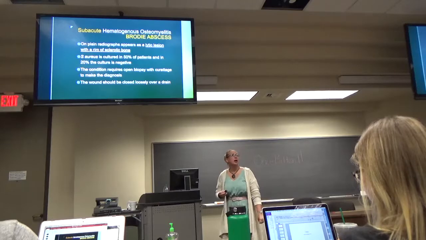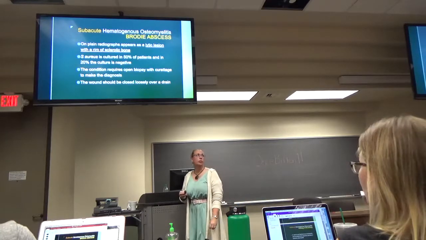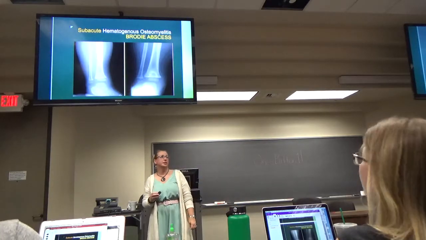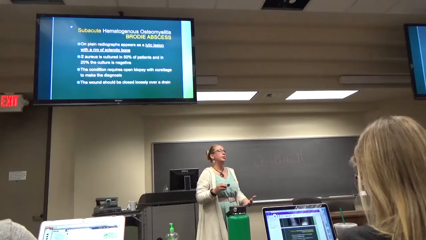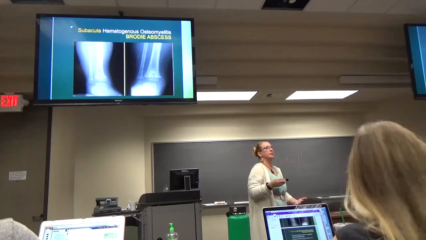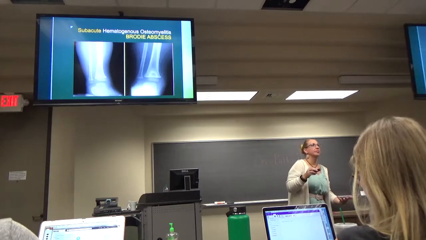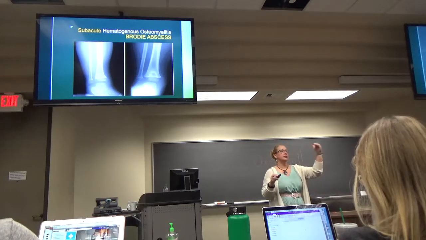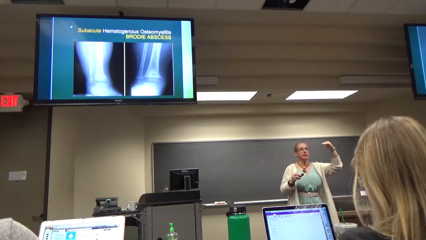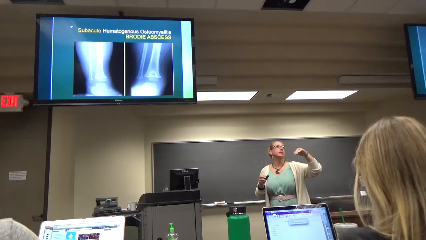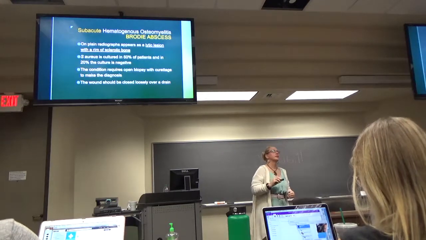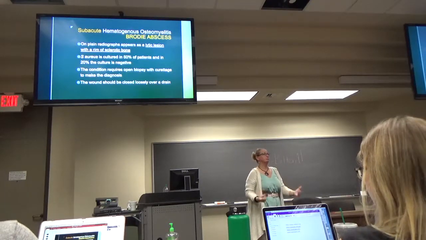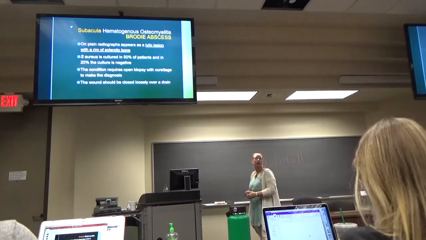Plain films, sometimes it's a lytic lesion. That one is not showing a lytic lesion. It's just almost like an abscess within the bone. Rim of sclerotic bone, again, the growth plate still looks linear. It doesn't look disrupted at all to me. Staph aureus, again, answer. So we got that down.